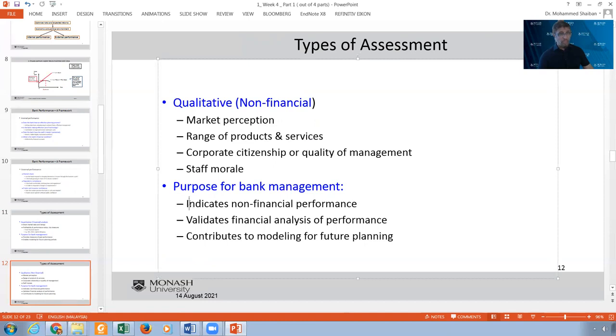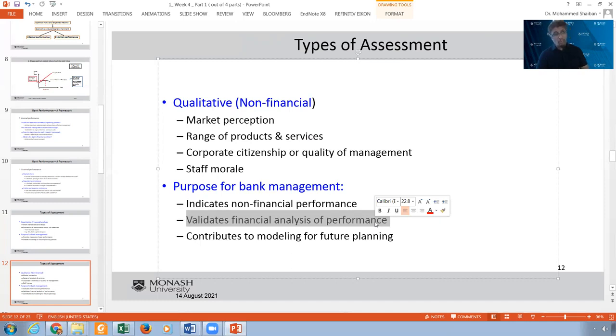We want to see whether they are indicators of our financial performance. They are indicators of the perceptions, the corporate citizenship, and the products and services, the range of products and services. But maybe the most important thing is to see whether we can validate our financial performance analysis. And this is very important, please, when you do any performance analysis. If a bank is doing well in the quantitative one, it should do well in the qualitative one.